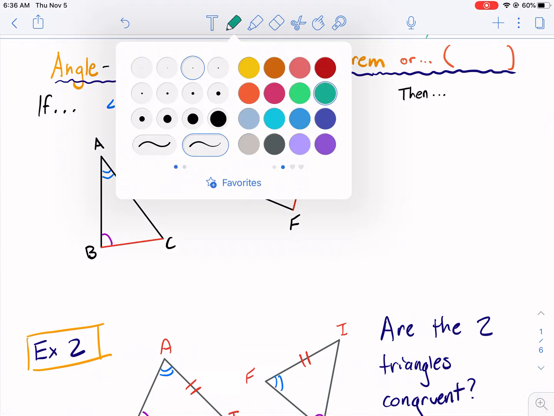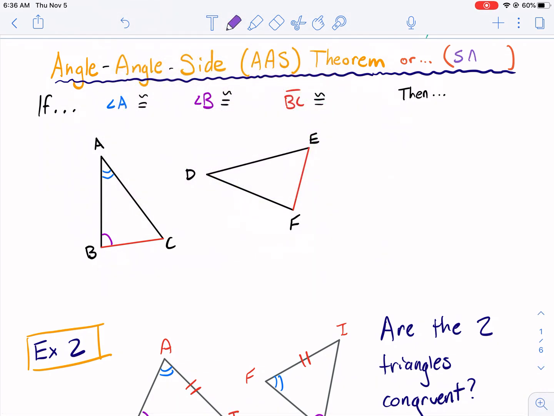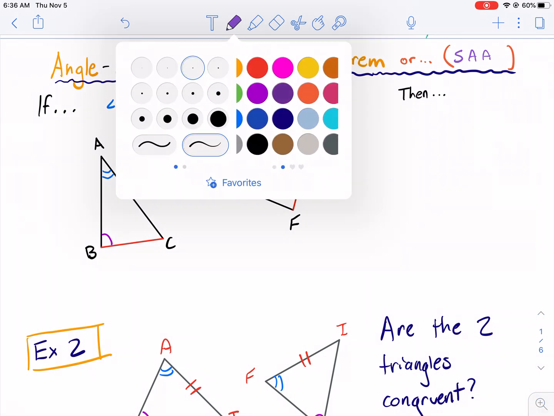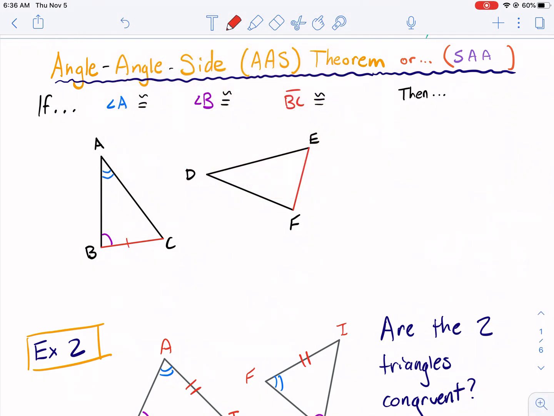Now we're moving on to the angle, angle, side theorem. Or we can also call this side, angle, angle. You can go in reverse. So how do we establish this? Well, first thing we need to know, let's go back to these colors. First, we need to know that BC is congruent to FE. Okay, we've got to have the side.